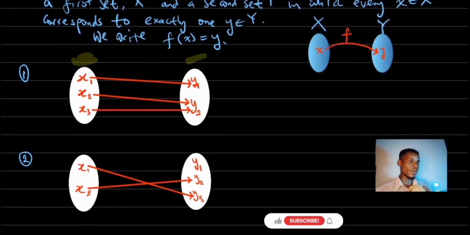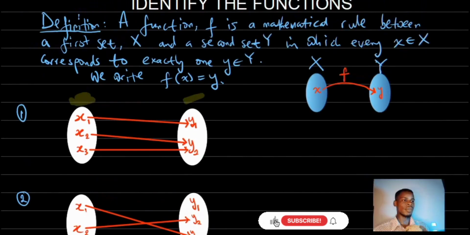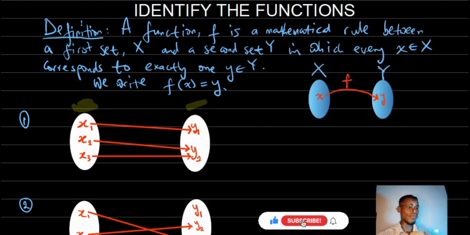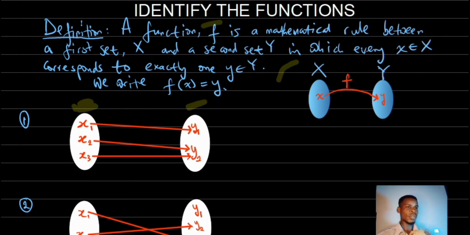Looking at the second one, we also have some more examples. We want to use this definition of a function as a guideline, because we just want to identify which of these can represent functions, in order to have a better understanding of the definition. A function f is a mathematical rule between a first set x and a second set y, in which every element in the first set corresponds to exactly one element in the second set. To denote that relationship, we can write f of x equals y, where x is an element of the first set and y is an element of the second set.